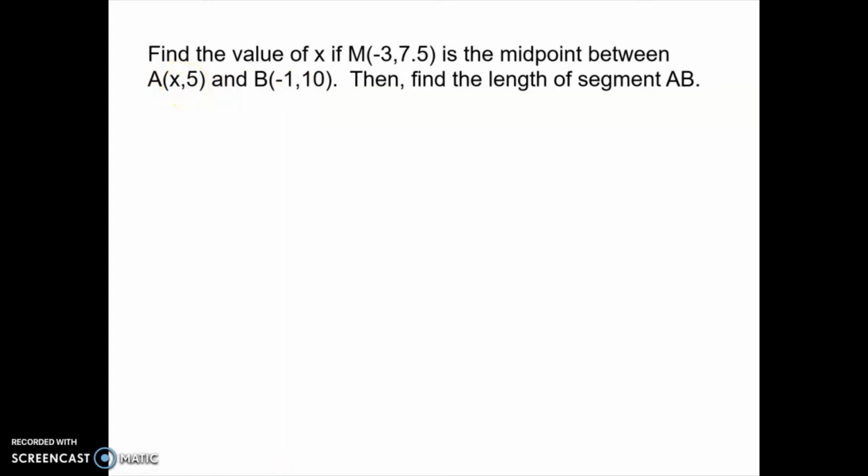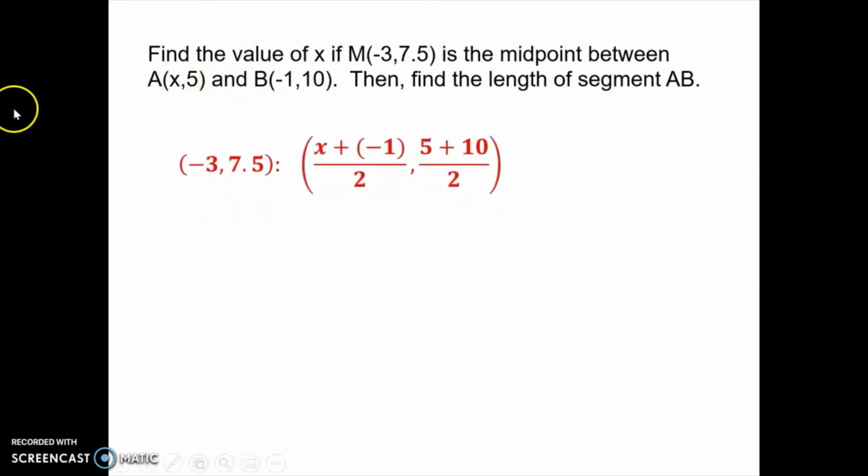So, why don't we try the midpoint formula? And I'll give you a hint on how to start this one. We are given the midpoint, so I write it here. And then putting everything else I know into the midpoint formula gives me this. And our goal is to find x. What is this unknown value?